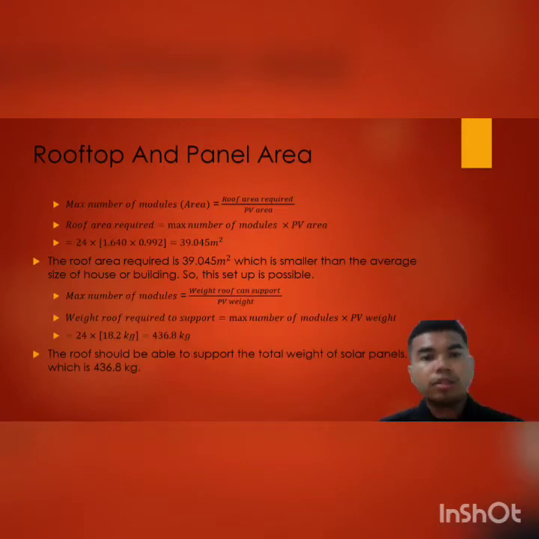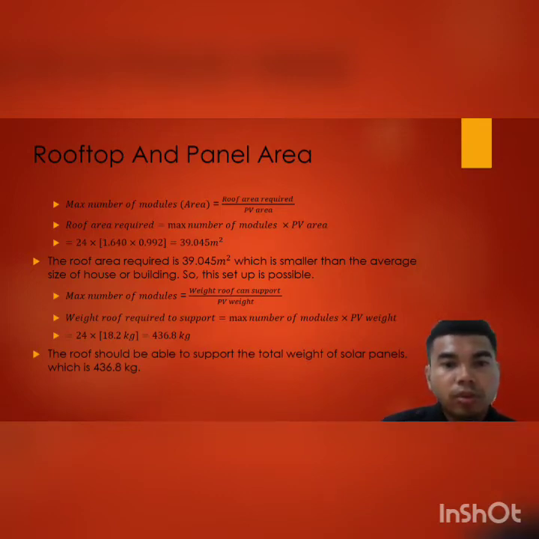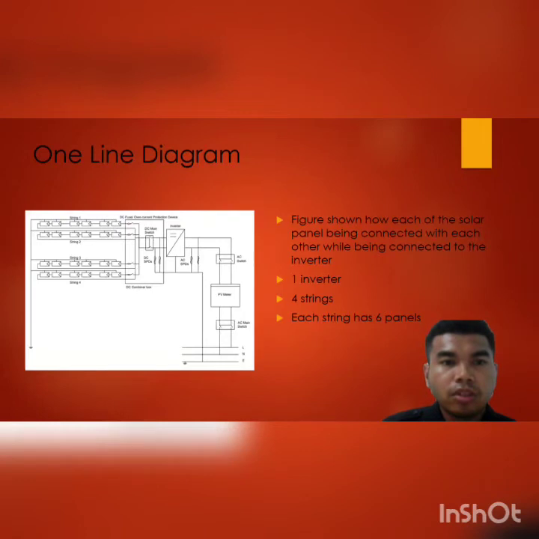Next, the rooftop and panel area. This is the formula for finding the area of the rooftop and panel. The roof area is about 39.052 square meters, which is smaller than the average size of a house or building, so this setup is possible. The weight on the roof is about 436.8 kilograms, which is the weight of the solar panels the roof can support. This is the one line diagram. As you can see, it uses 4 strings, with 6 panels in one string, and uses 1 inverter.